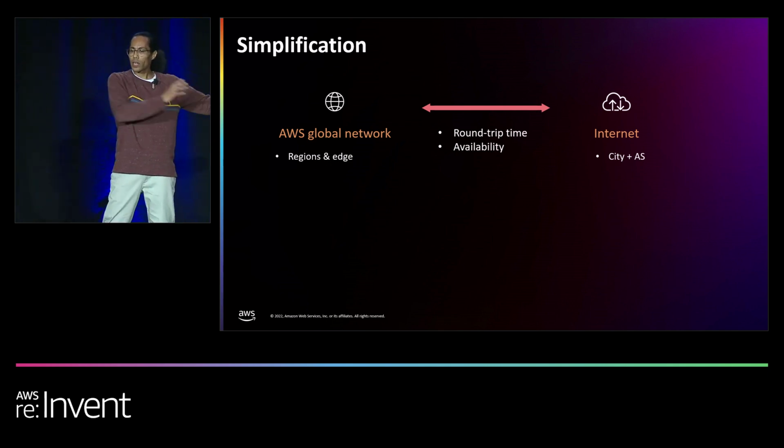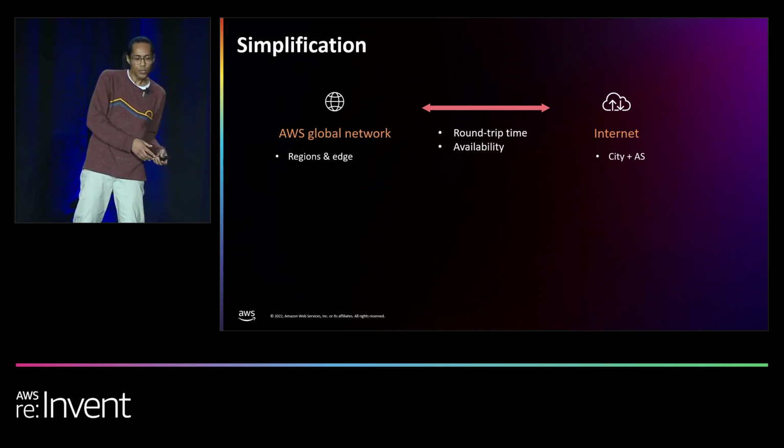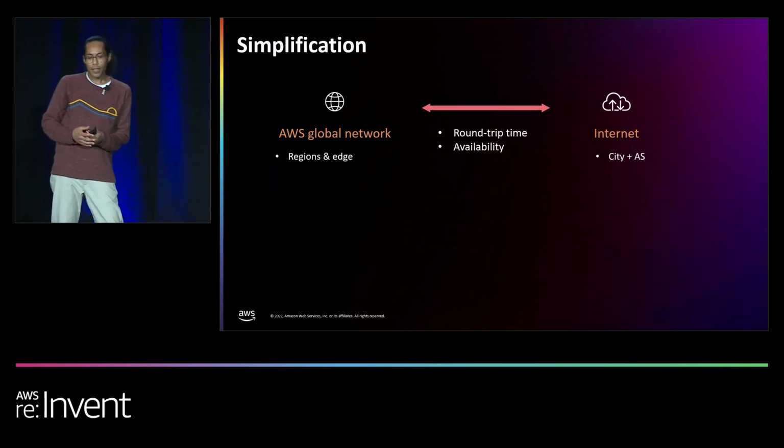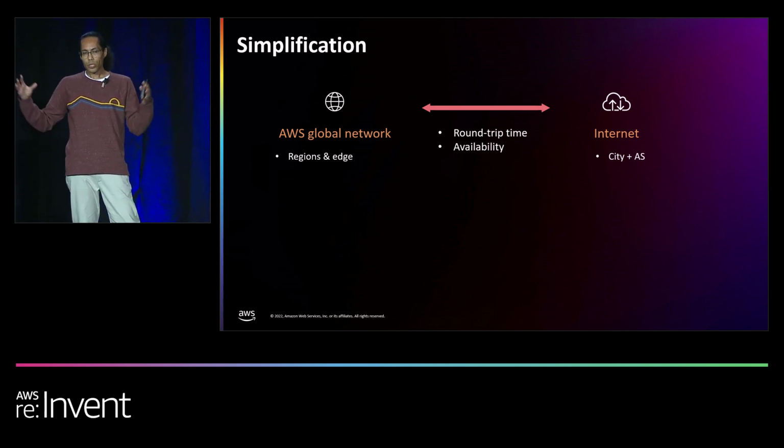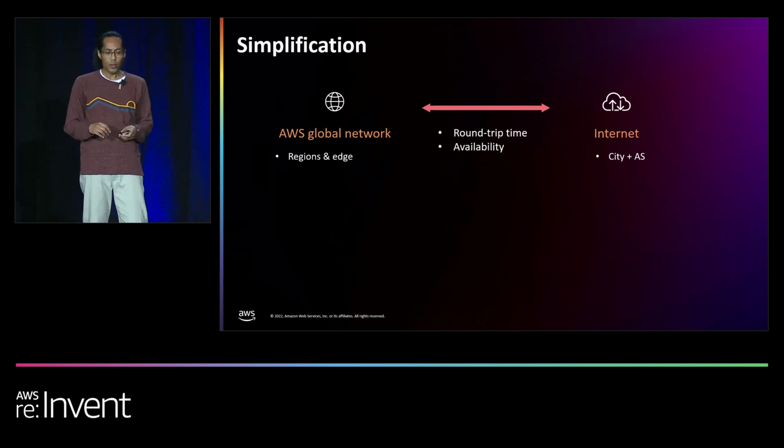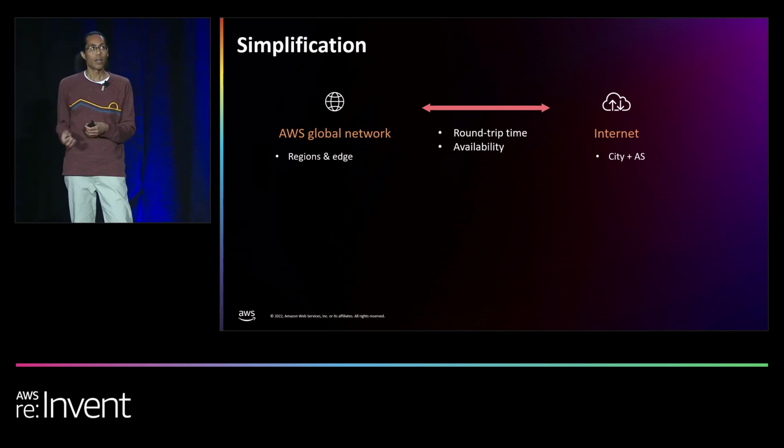And then on either end, we're measuring from our AWS regions and our edge locations, and toward what we've reduced to what we're focusing on as cities and autonomous system pairs. And then, of course, we aggregate that up for you into larger granularities.